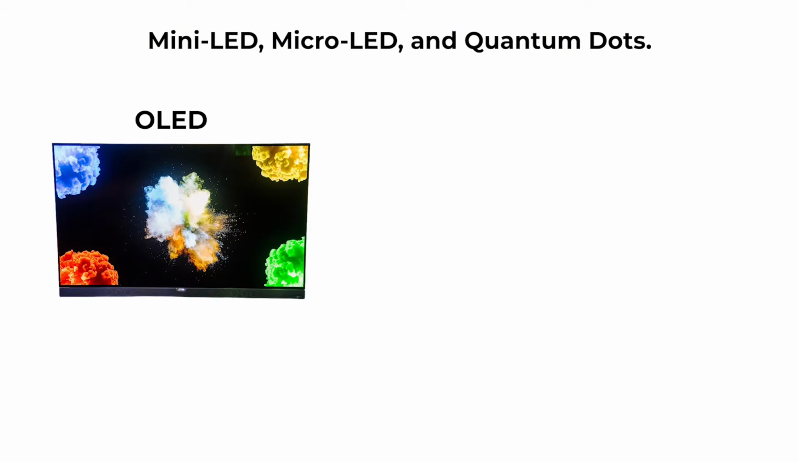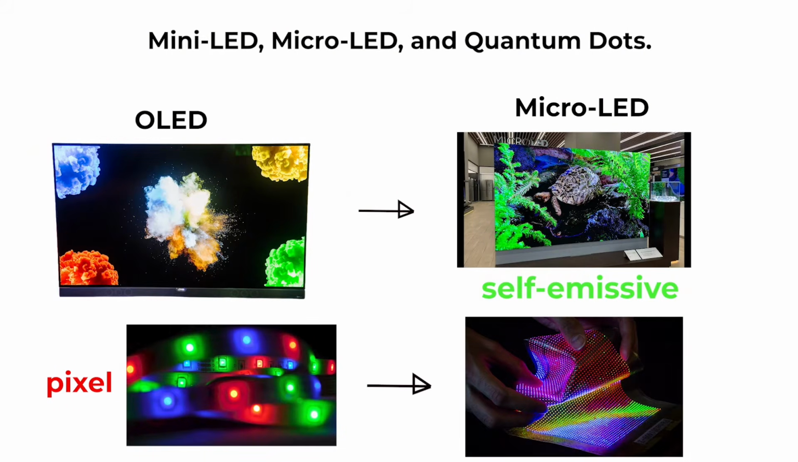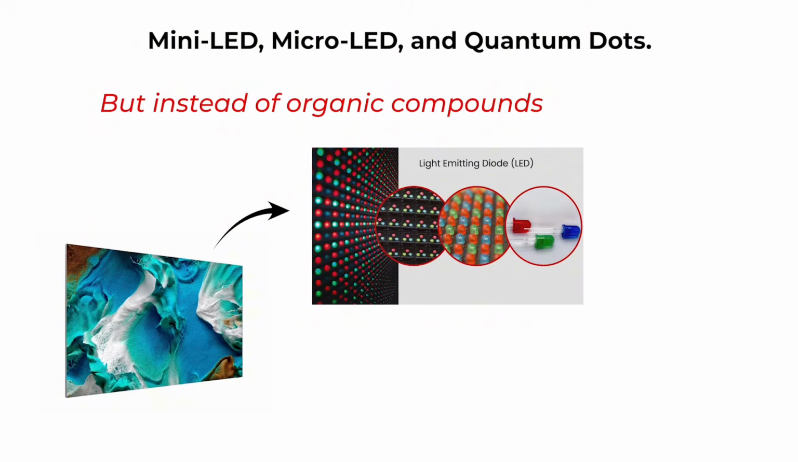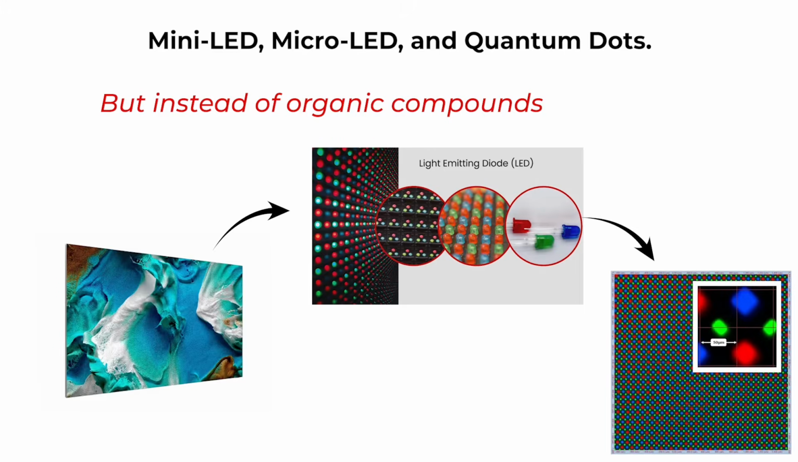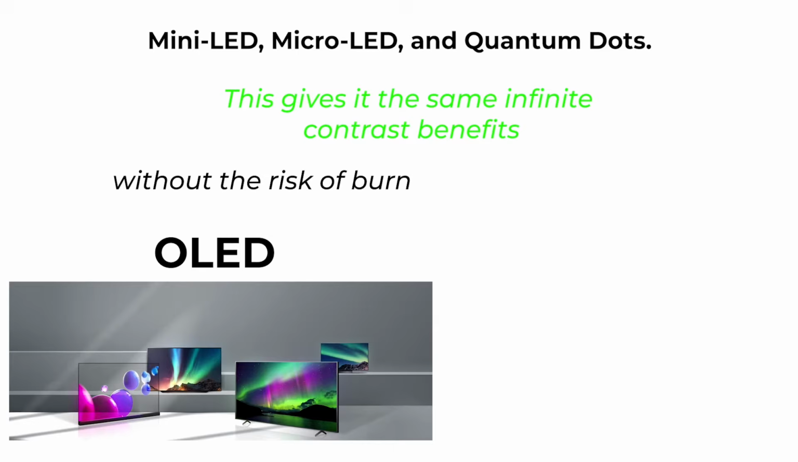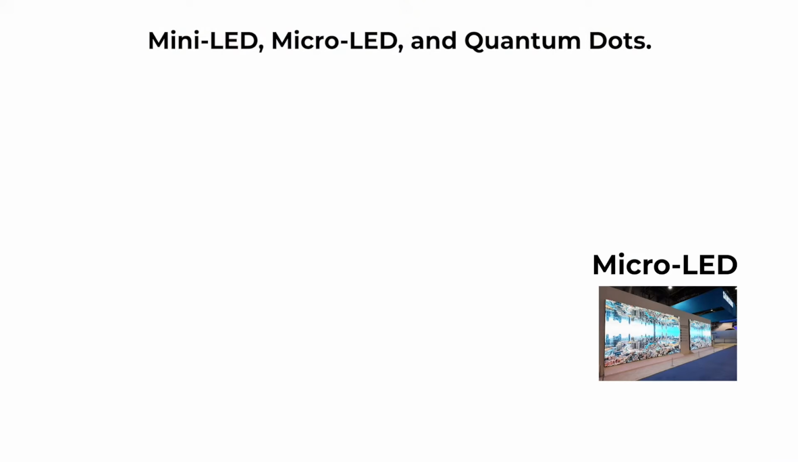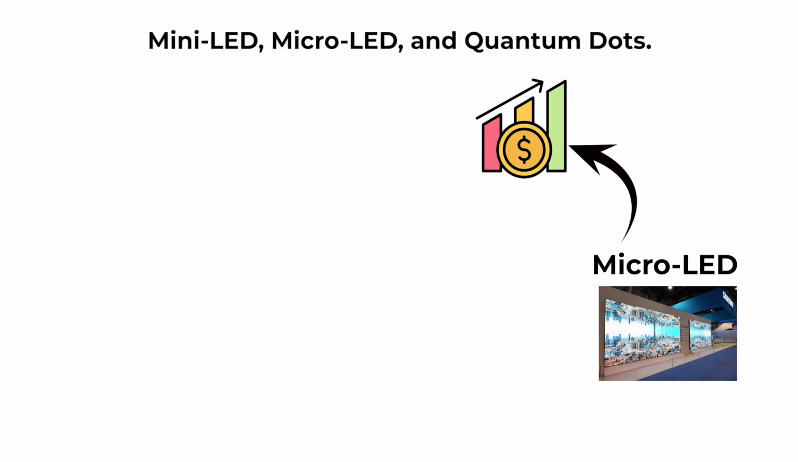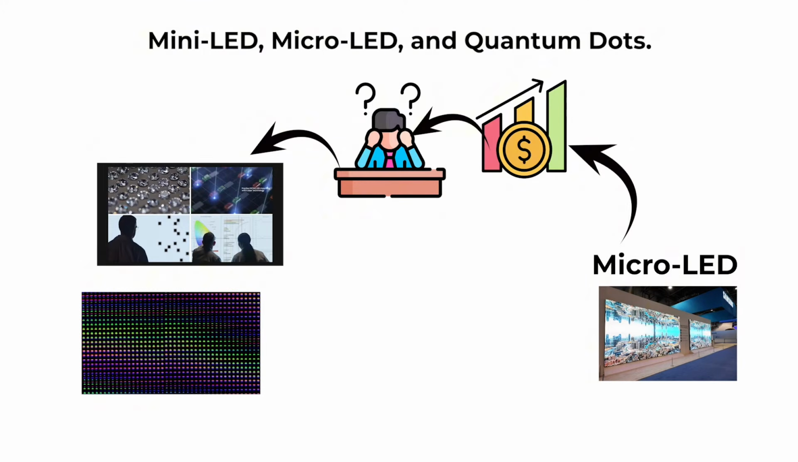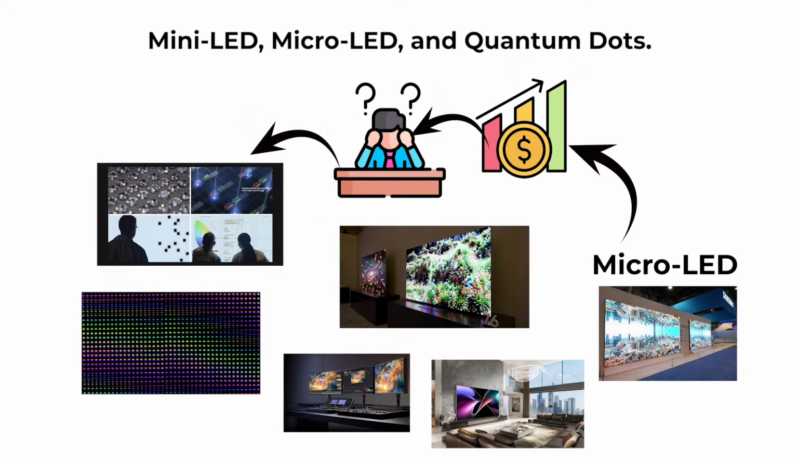Like OLED, micro LED is self-emissive, meaning each pixel generates its own light. But instead of organic compounds, micro LED uses tiny inorganic light-emitting diodes for each subpixel. This gives it the same infinite contrast benefits as OLED, without the risk of burn-in, and with potentially higher brightness and lifespan. Micro LED is still extremely expensive and difficult to manufacture at monitor pixel densities, so it is mostly seen in large prototype displays or luxury televisions rather than desktop monitors.